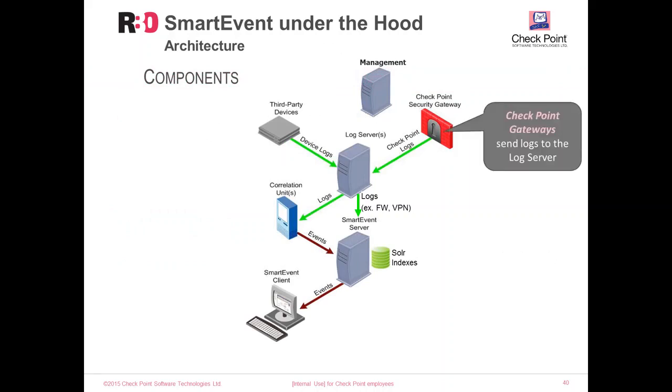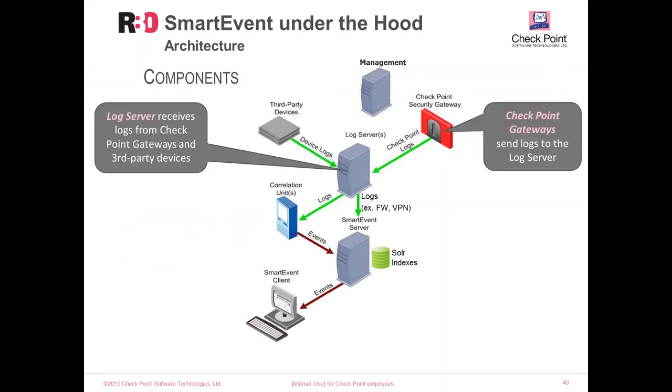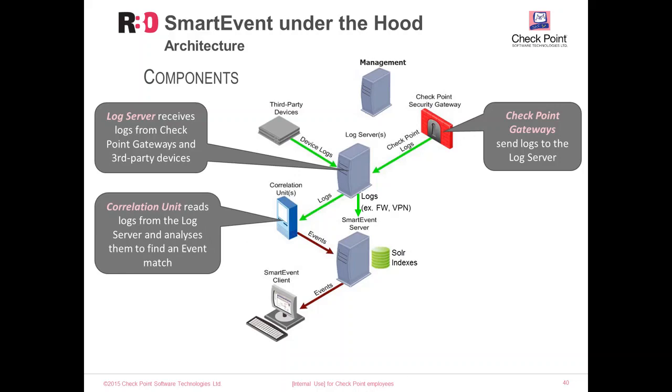These are the components in the SmartEvent architecture. The Check Point gateway sends logs to the log server. The log server receives logs from the Check Point gateways and third-party devices in, for example, syslog format. The syslog format is normalized into Check Point log format. The correlation unit reads logs from the log server and analyzes them to find an event match according to the definition in the event policy. The event is forwarded to the SmartEvent server to be indexed.